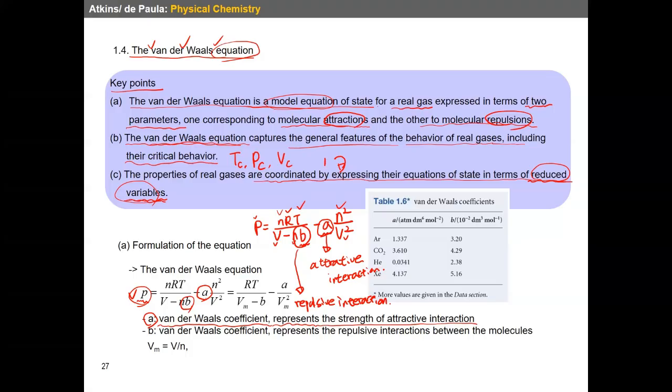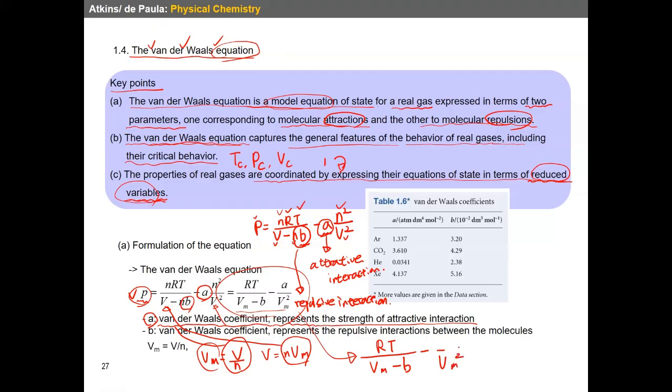For the molar form, the equation can be written as follows. We learned that the molar volume Vm is V over n, so V equals n Vm. We can simply put this value in here, and then we finally have: P equals RT over (Vm minus b), minus a over Vm squared. This is the most general form of the Van der Waals equation, so you need to remember this form.